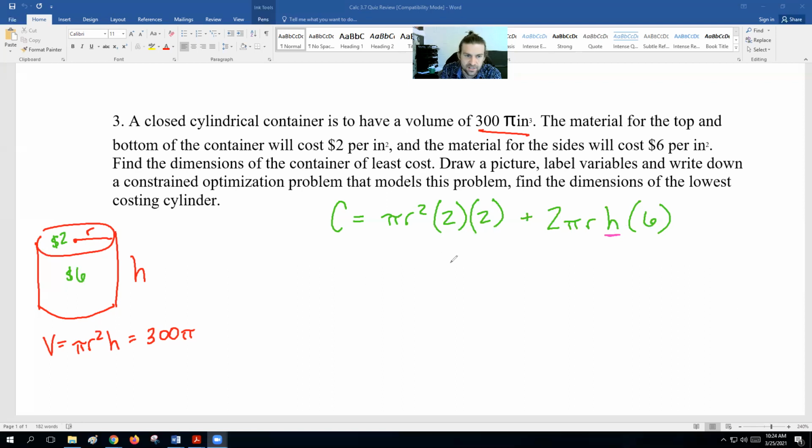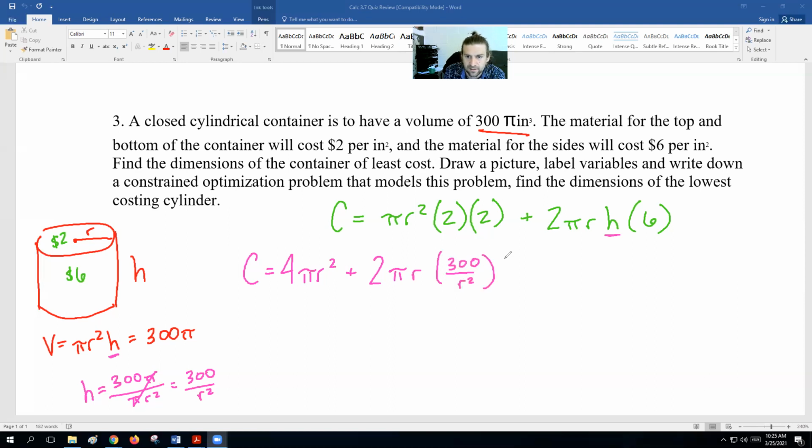So if we can change this height using this constraint here, we can make this equation all in terms of r. The nice thing is we can divide by pi r squared. So h would equal 300 pi divided by pi r squared, and so h would equal 300 over r squared. So let's write this out. The cost would equal 2 times 2, this would be 4 pi r squared, plus 2 pi r times 300 over r squared times 6.